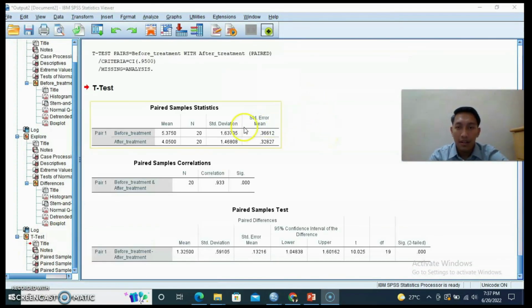Okay, next, look at the paired samples statistics. There is a large difference between the mean for the before and the after treatment. And for the paired samples test, after that, see the result of the significance value, which is 0.000, which is less than alpha 0.05, and automatically the null hypothesis is rejected.